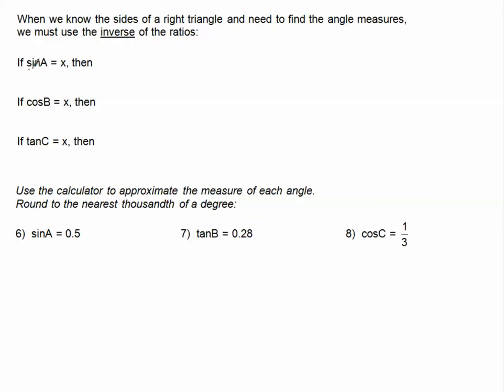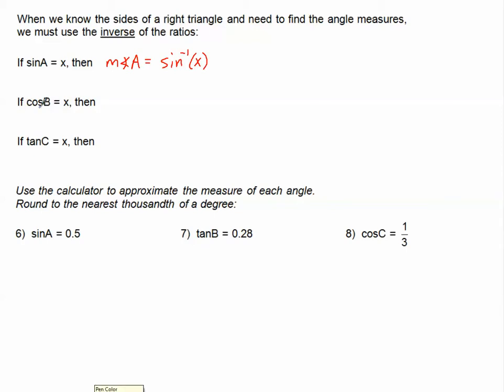For example, if we don't know angle A, but we do know what sine of A is equal to. If sine of A is equal to x, then the measure of angle A, which is what we're looking for, will be the inverse sine of x. The inverse symbol uses the little -1 up here in the superscript. And you can see that that's above the sine button on our calculator.